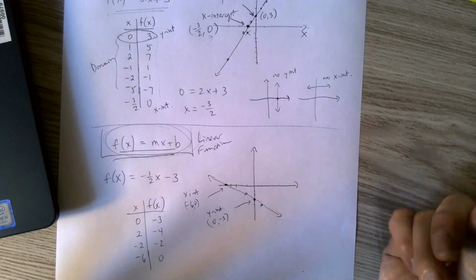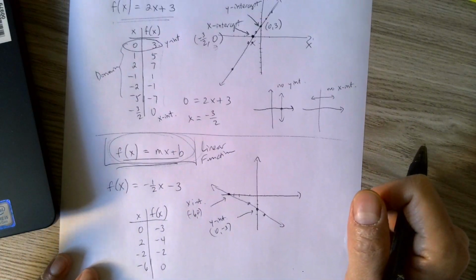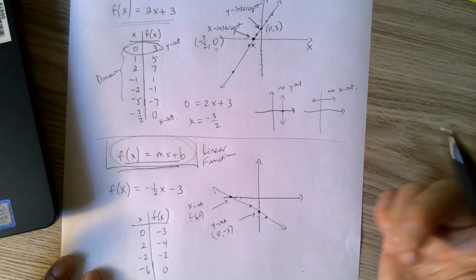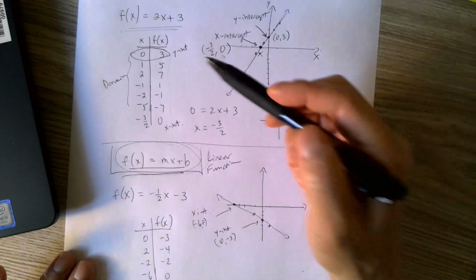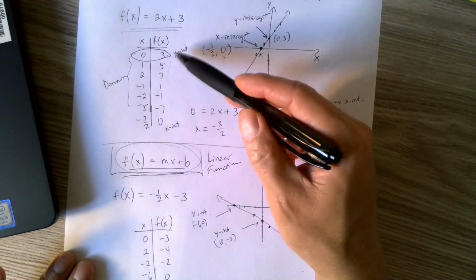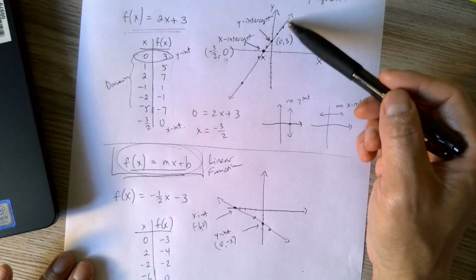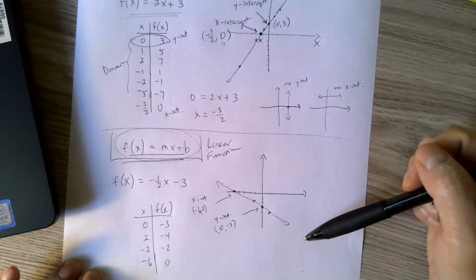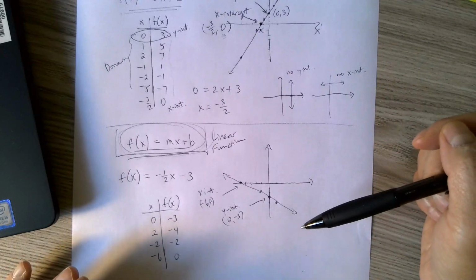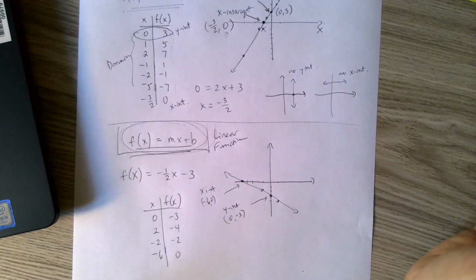Now, if I wanted to minimize the amount of work that I perform to graph these lines, I don't have to plot that many points. Here I plotted 7 points, here I plotted 4. I didn't have to plot 7 points to know where the line was. I didn't even have to plot 4 points to know where the line was. What is the minimum number of points I need to know where a line is located?